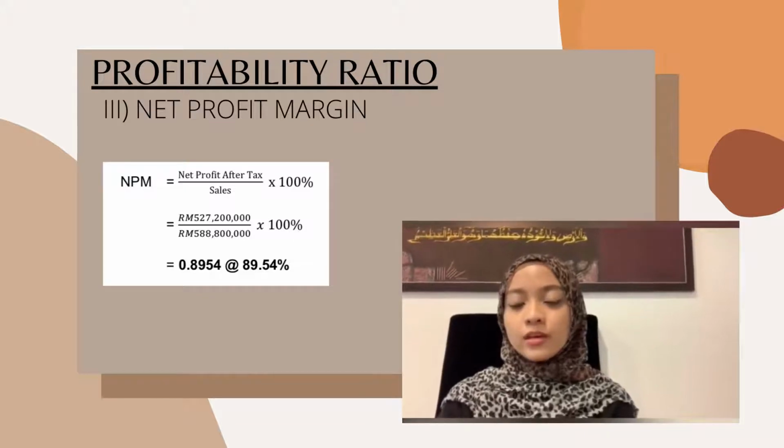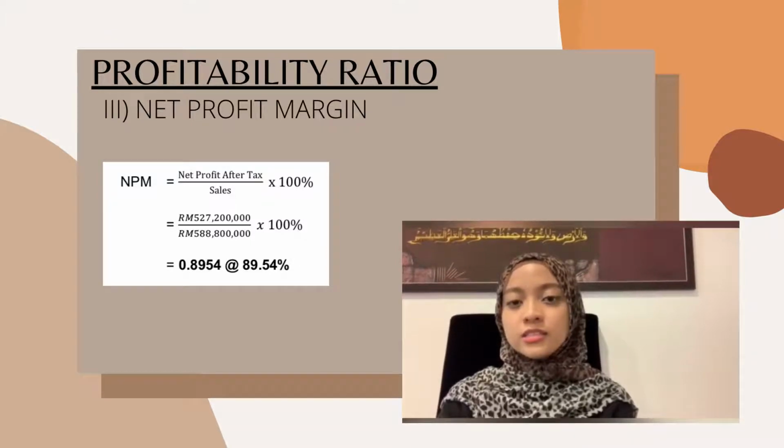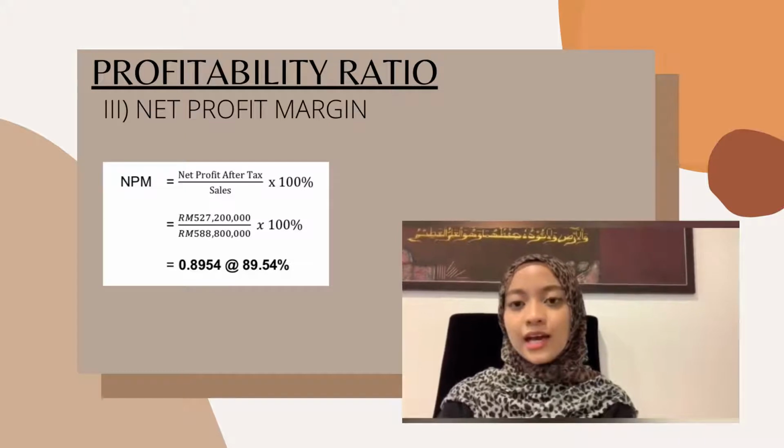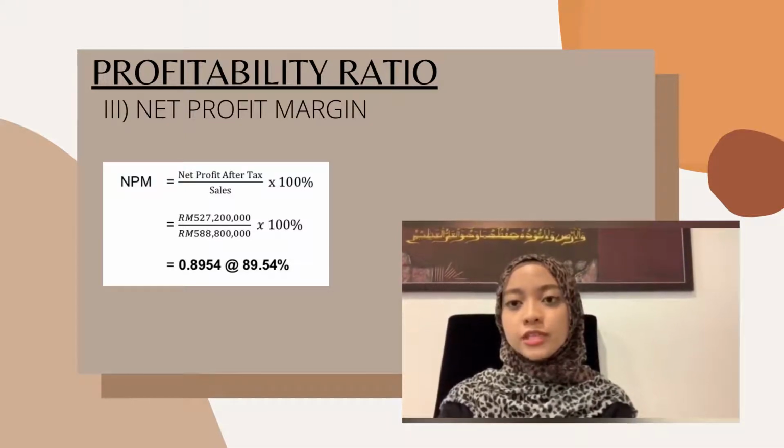For comment, a ratio of 89.54% means that the company is making RM89.54 net profit for every RM100 sales made. This net profit margin shows that the company has an excellent performance as compared to the industry average.